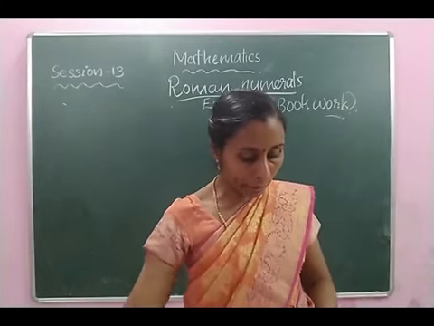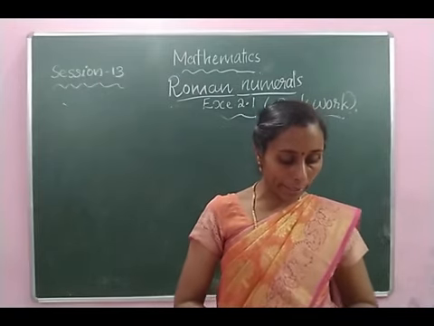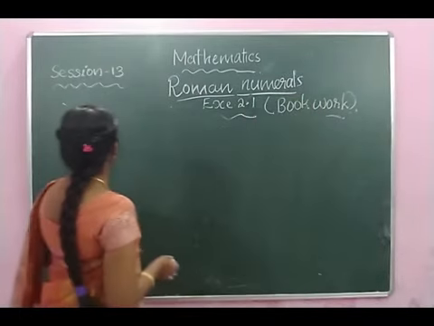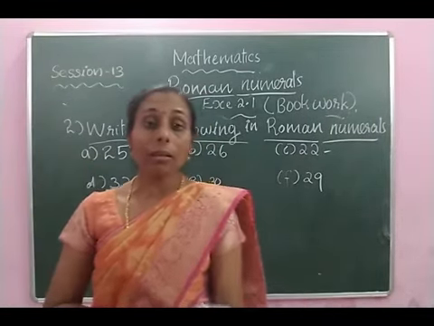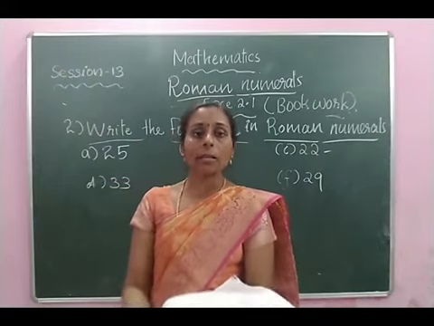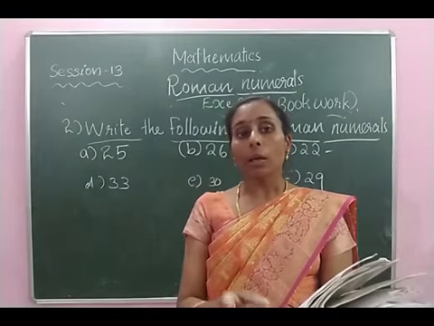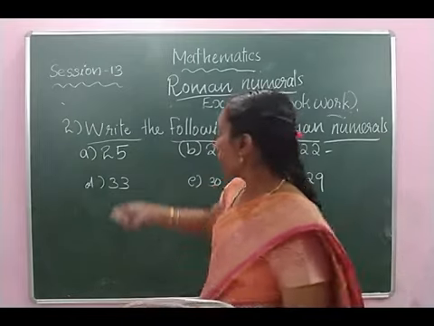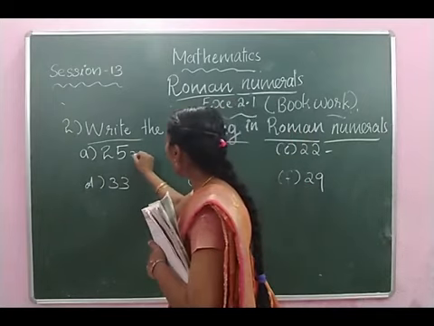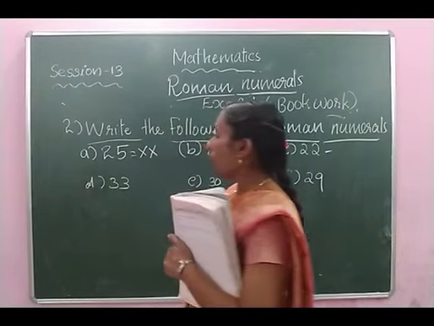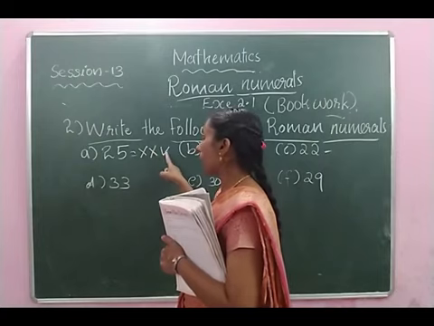Write the following in Roman numerals. Here see, 25 I have written. We have learned that when the number is more than 10, we have to split the number into tens and ones. Here 25 means 2 tens. 2 tens means X, X. How many ones are there? 5 ones. 25 we can write X, X and V.